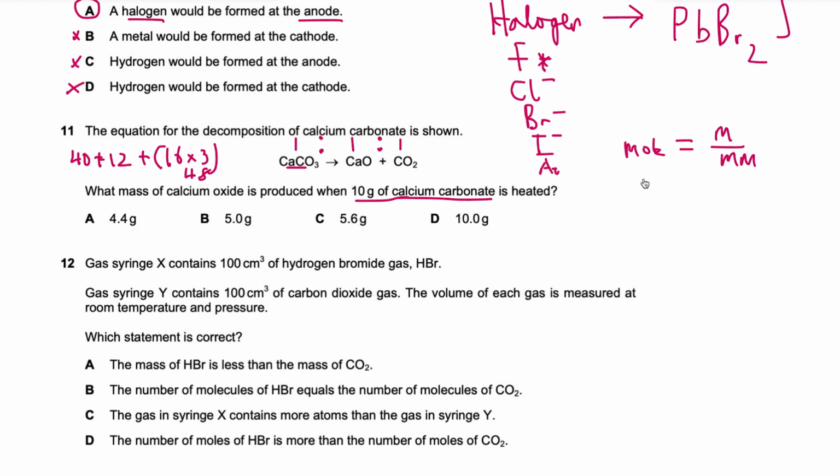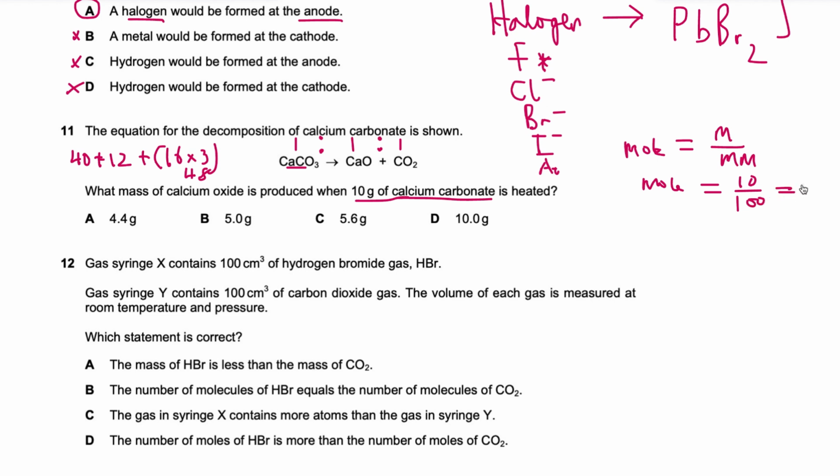So to get the mole, we just substitute into this formula. Our mass of calcium carbonate, which has been given to us, is 10 grams. So you say 10 over 100. That would be 0.1. So this gives us the mole as 0.1.